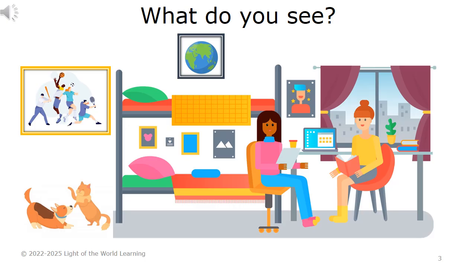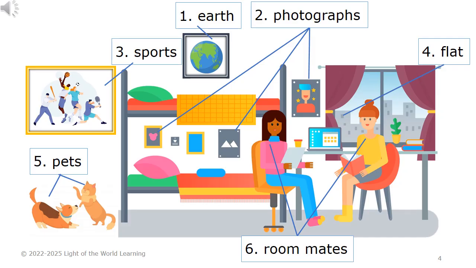What do you see? 1. Earth. 2. Photographs. 3. Sports. 4. Flat. 5. Pets. 6. Roommates.